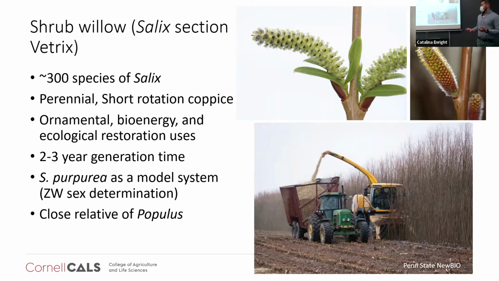Now this, as I mentioned, it's dioecious. It has a ZW sex determination system, which means that males are ZZ and females are ZW. So the W is only inherited through the female line. And then it has about a 2 to 3 year generation time. So here on the left, these are the female catkins, and it's also a close relative of the poplars, which are another important biomass crop in North America.